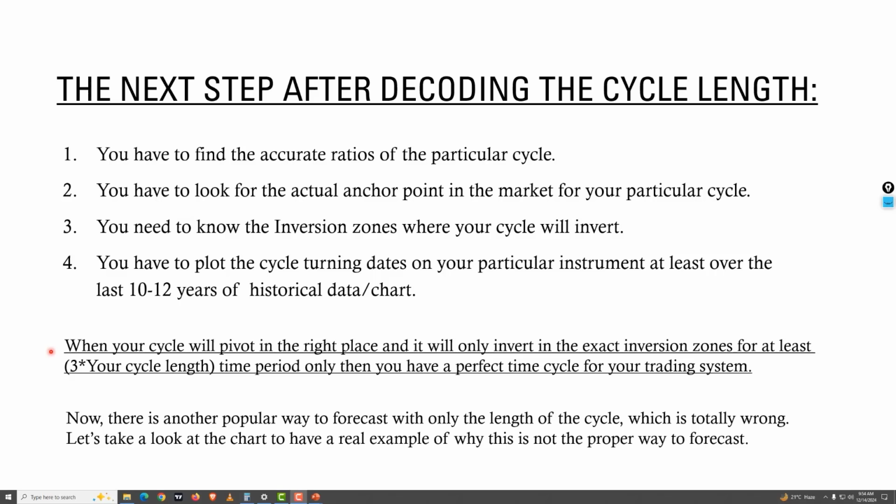Well, I have to mention that your cycle will pivot in the right place, and it will only invert in the exact inversion zones for at least 3 times of your cycle length of time period. Only then do you have a perfect time cycle for your trading system. Now, there is another popular way to forecast with only the length of the cycle, which is totally wrong. Let's take a look at the chart to have a real example of why this is not the proper way to forecast.